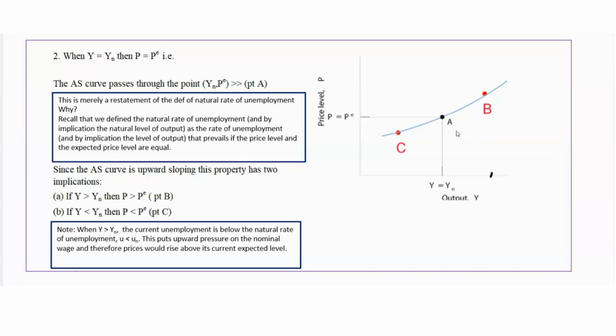Similarly, if Y is less than Yn, as at point C, then P will be less than Pe, as shown by point C. So we need to remember the AS curve is upward sloping, and it always passes through the point Yn and Pe, which is simply based upon the way we defined Un earlier. Given that the AS curve is upward sloping, the fact that it passes through Yn and Pe means that if Y is greater than Yn, P will be greater than Pe. If Y is less than Yn, P will be less than Pe.